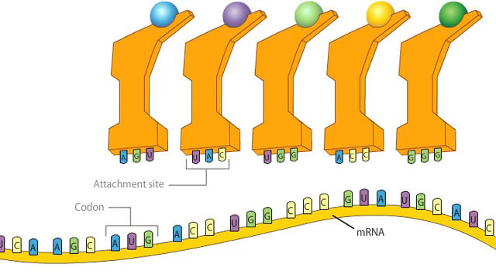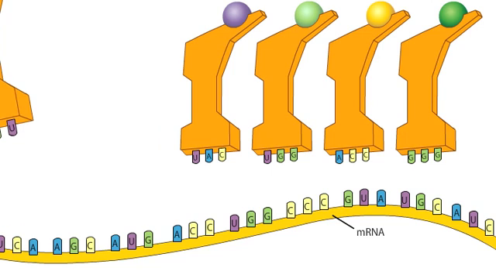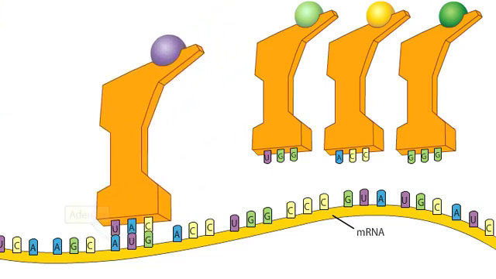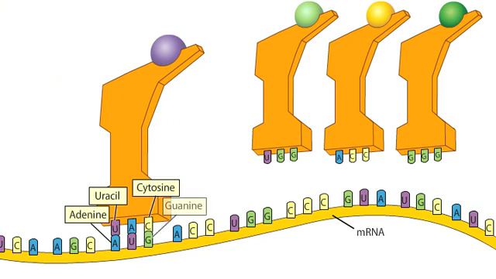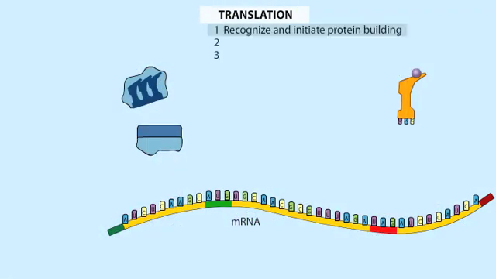Note that only a particular tRNA will match up under proper base pairing rules with a particular codon. An A for adenine pairs with a U for uracil, and a C for cytosine pairs with a G for guanine. Thus, the tRNA translates the code on the mRNA into an amino acid that will be used to build a protein. Translation occurs in 3 steps, the first of which involves recognizing a start sequence and initiating protein building.